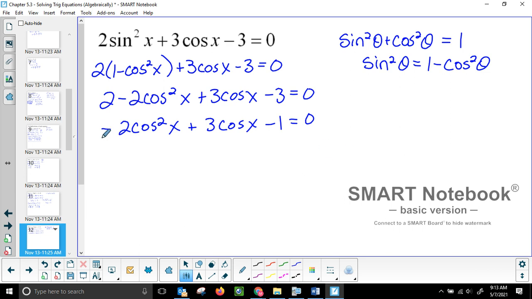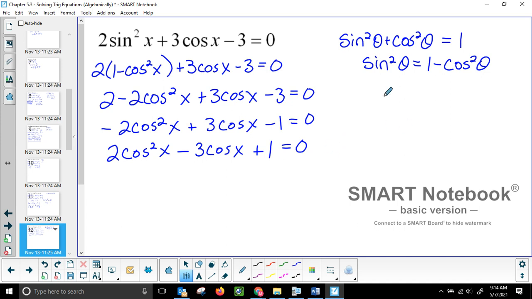I hate factoring with a negative leading coefficient. You can either take a negative out or just multiply both sides of the equation by negative 1. Basically you just change the sign of everything once it's set equal to 0. So this is the same as 2 cosine squared x minus 3 cosine x plus 1 still equal to 0. Because 0 times negative 1 is still 0, it doesn't affect it.